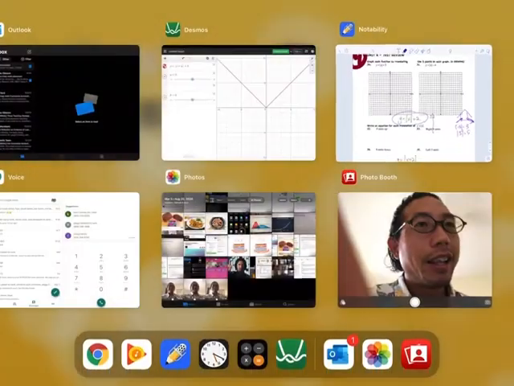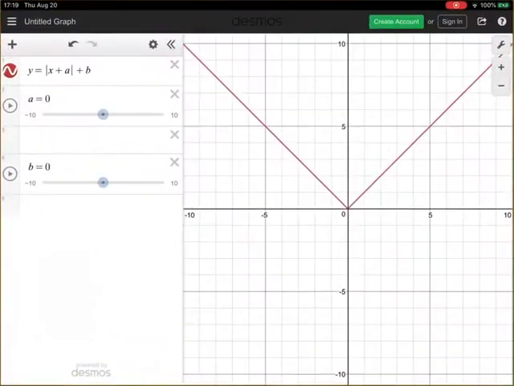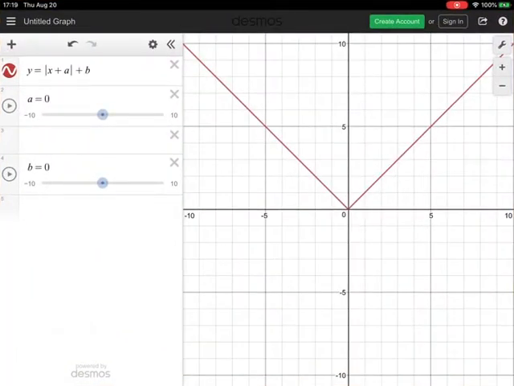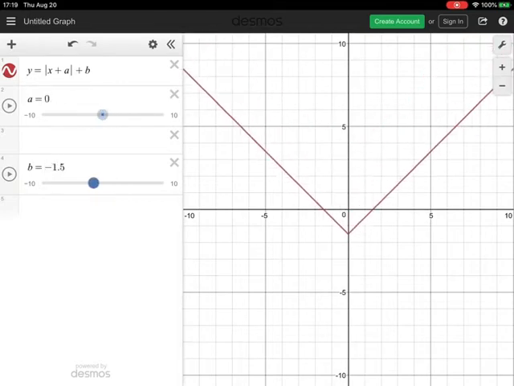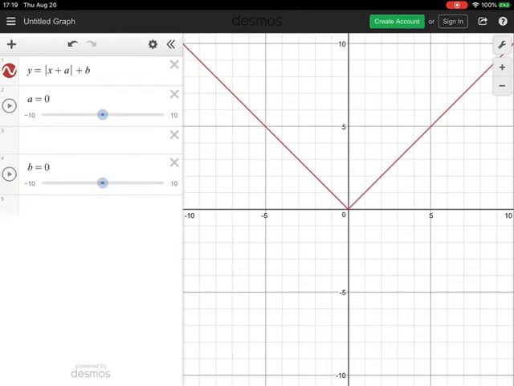Now, let me show you Desmos. Desmos is a great tool, and here's what I've set up. If you look on the top left, I can't draw on this, so you're just going to have to follow my words as carefully as you can. Y equals absolute value of x plus a, plus b. These are sliders. This adjusts the value of a, and this adjusts the value of b.